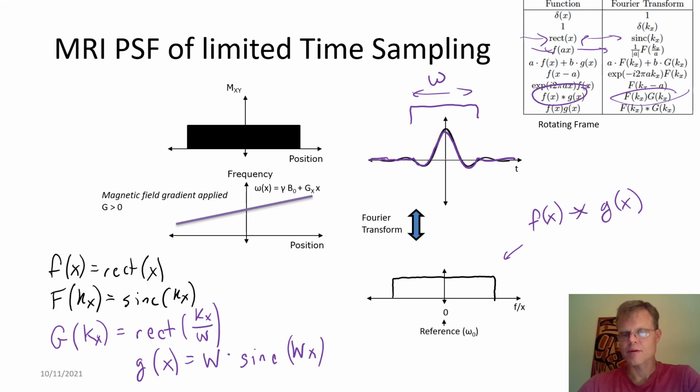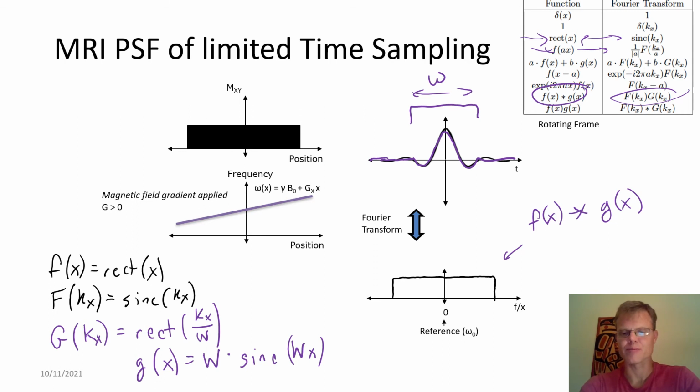Okay, so computing this convolution is not straightforward, but I'll try and sketch out what it's going to look like. And practically, the way you would compute this convolution is probably you would compute the Fourier transform, then compute the multiplication, and then the Fourier transform.